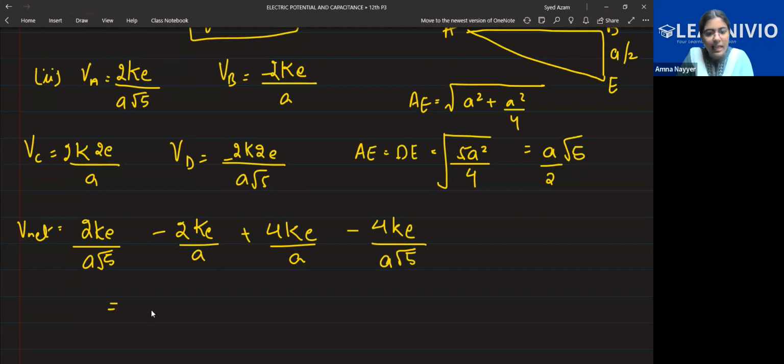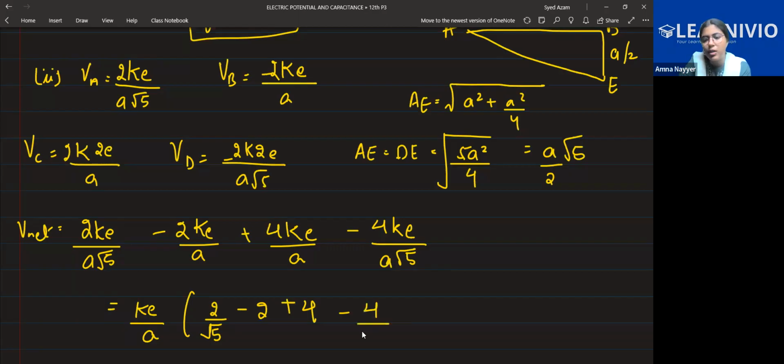So we'll take KE by A common. It's common in all 4 of it. So why make our calculation so complicated? Let's take KE by A common. Now look what is left when you take common. Take out KE by A from here. You will be left with only 2 by root 5. From here, KE by A out, minus 2 is left. From here, KE by A is out, plus 4. From here, KE by A is out, so minus 4 by root 5.